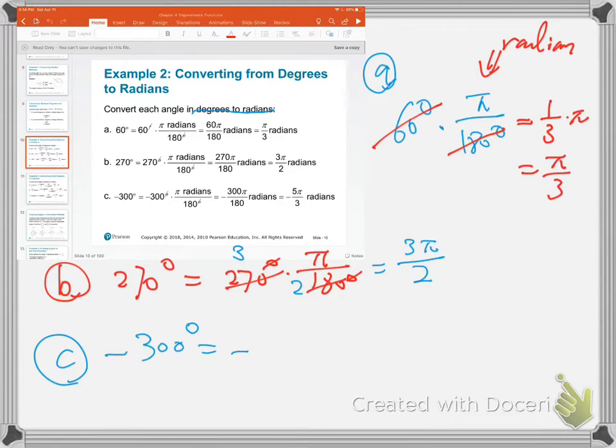Question C is a negative degree, negative 300 degrees. So you want to get radian measure, so pi on top. Okay, so first degree, degree cancelled. So 300 and 180, you cannot use 90, you use 60, right? This divided by 60, you got 5. This divided by 60, you got 3. So this is negative 5 pi over 3.